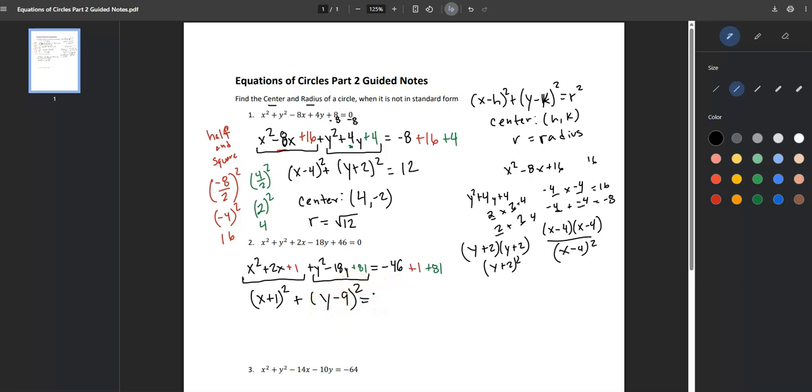And then I'm going to add all these other numbers together. Negative 46 plus 1 is negative 45. And then if I add 81, that would give me 36 for this one. Okay. So my center would be at negative 1, 9. And my radius would be the square root of 36, which is equal to 6. And that would be what I'm looking for there.